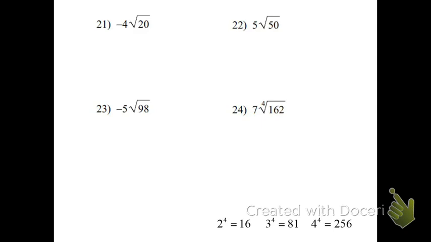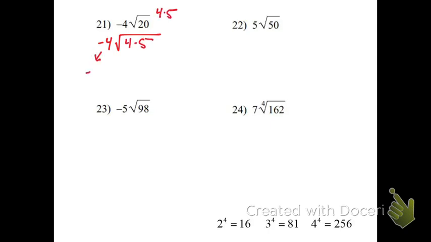All right, now these have numbers in front, which means that they're being multiplied by whatever happens inside. So let me take care of each one of these. So this is negative 4 times, now, this is still a square root of 20. Now, 20, since we're dealing with square roots, breaks down to 4 times 5.